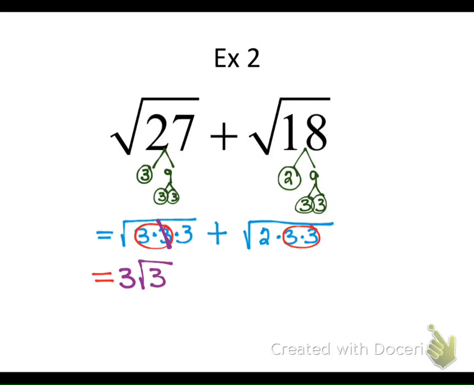Again, I bring down my addition sign. What happens with this factor pair here? It becomes a single number in the coefficient, and then what am I left with as the radicand? The 2.